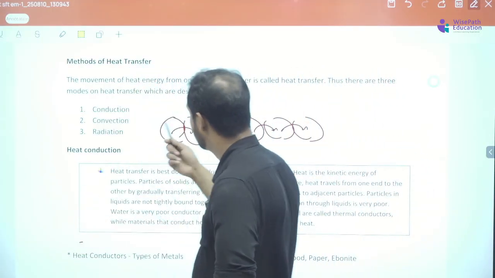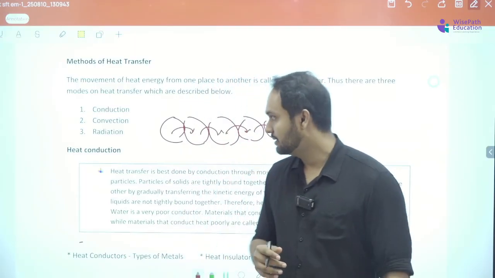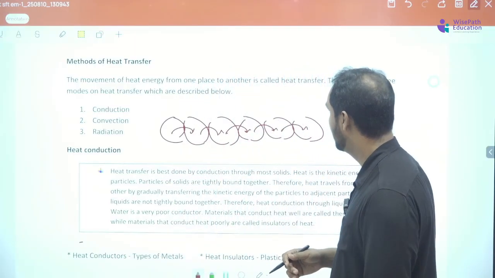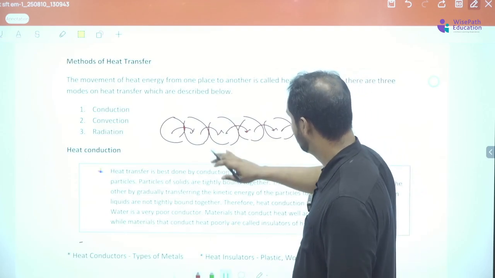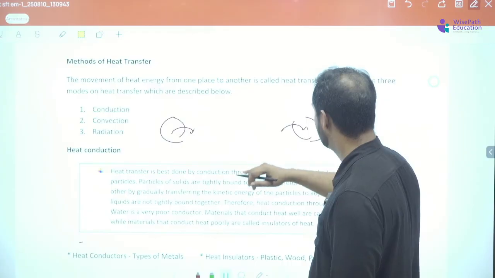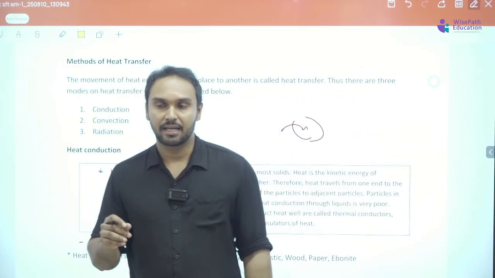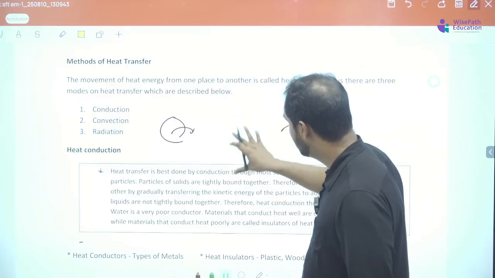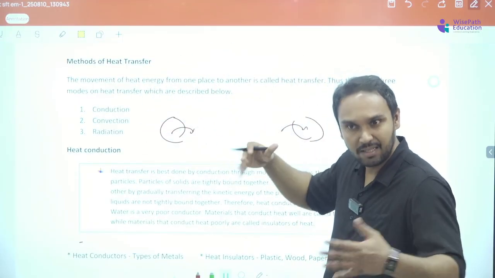Now, the second thing is convection. Convection is a different case. Let's say there are only two people. Diana is on one side and Shiny is on the other side. All the other things are space, the whole space is there, so you can easily move.